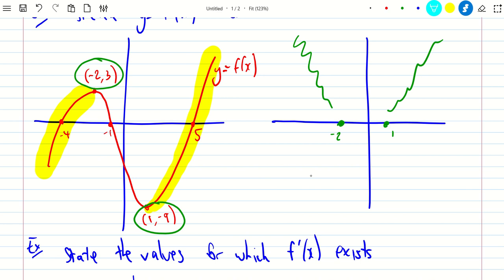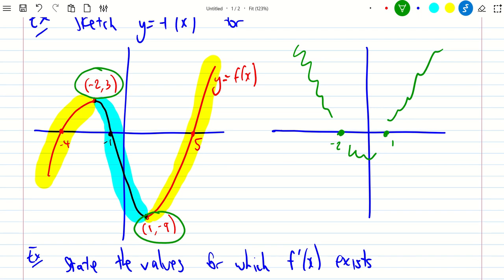Secondly, where is the gradient negative for the original function? Well, it's going to be negative in that area there. So it's going to be negative between -2 and 1. So it's going to be sort of like down here somewhere. Okay, so you can sort of start to get a picture of what the graph will look like.